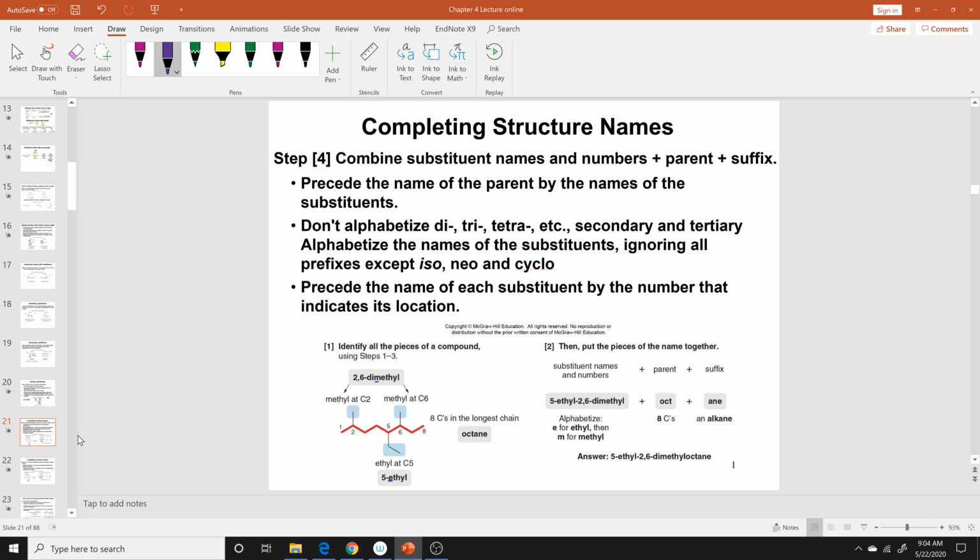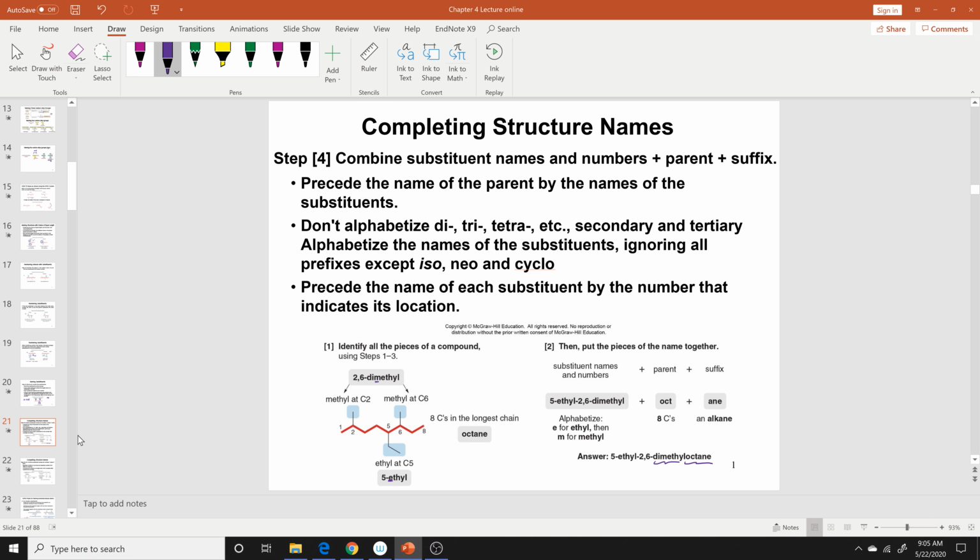E comes first, you arrange them in alphabetical order. 2,6-dimethyl, you don't look at the D in di, you look at the M in the methyl. So 5-ethyl, 2,6-dimethyl, and then octane. So the name is like this. There are no spaces between the substituents and the parent name. They are all one name.